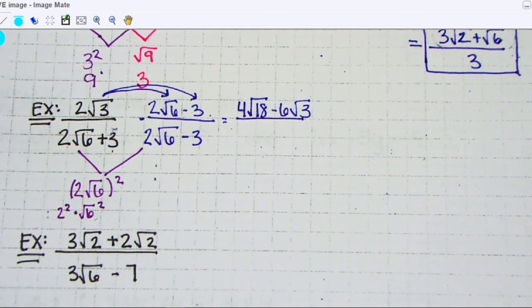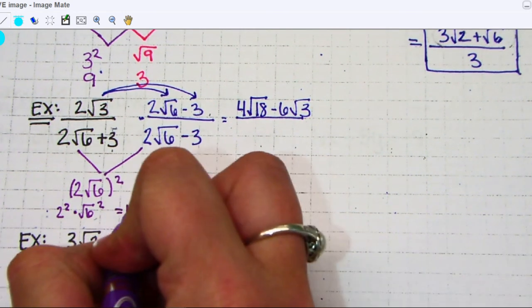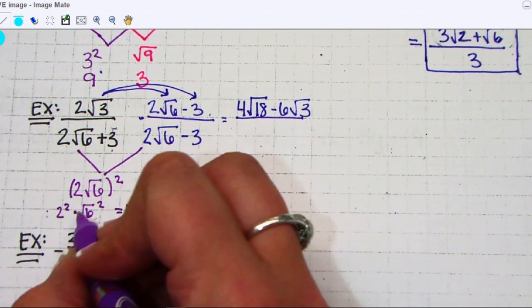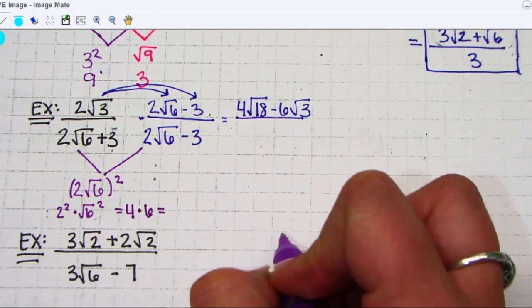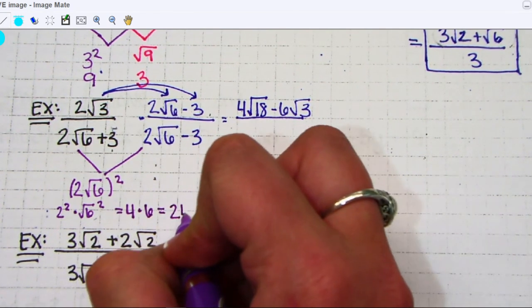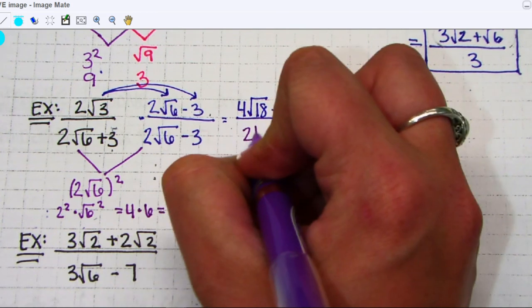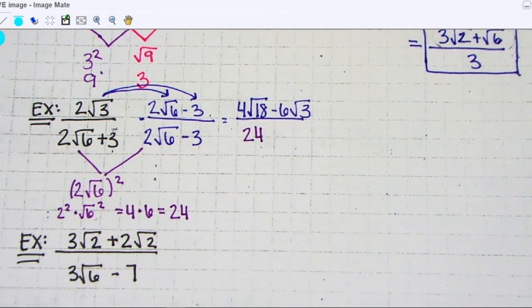Okay, what's 2 squared? 4. Square root of 36 is what? 6. 4 times 6 is 24, which goes here. Have I lost you at all? All I did was 2 square root of 6 squared. You're going to do the same thing for 3. Okay. Same idea.